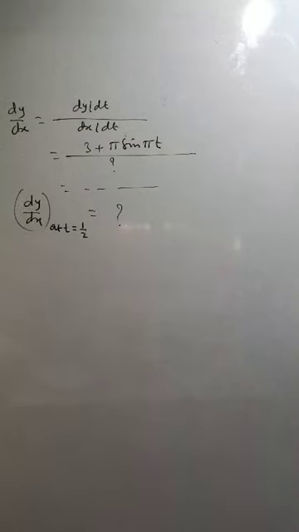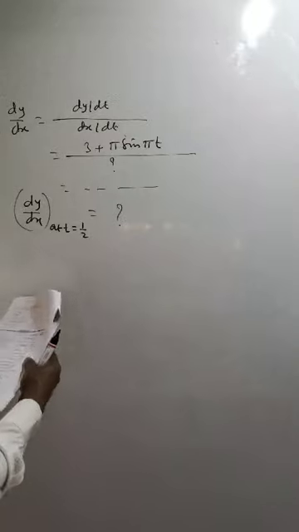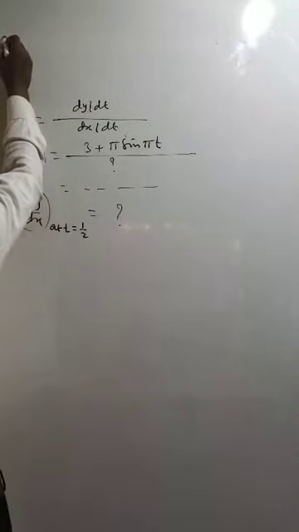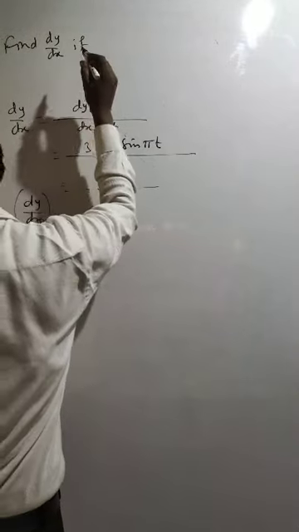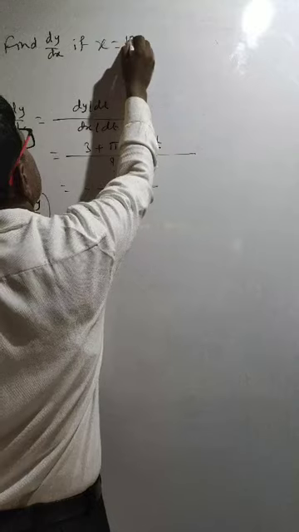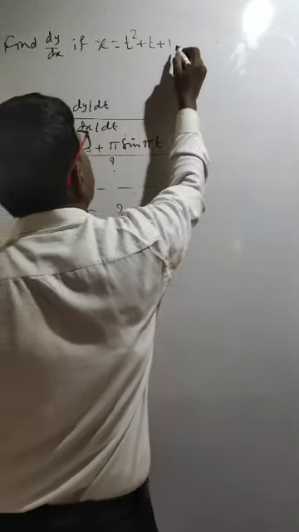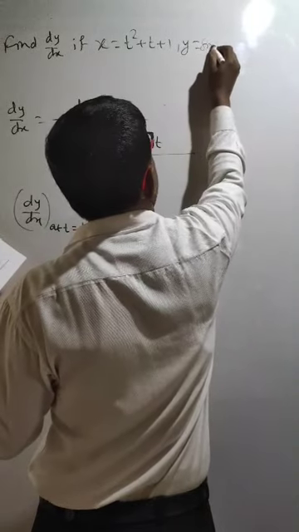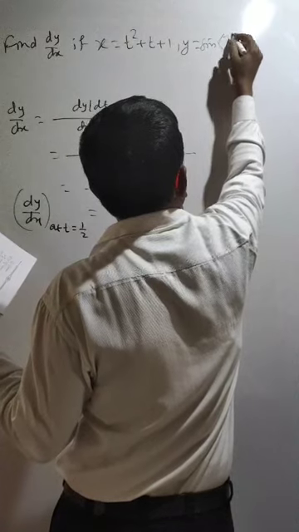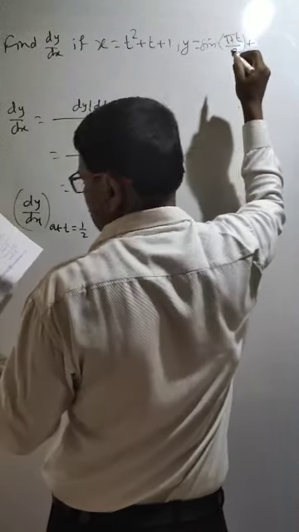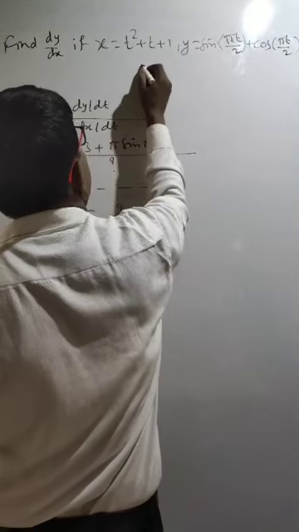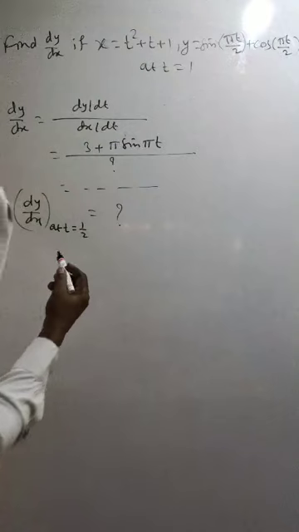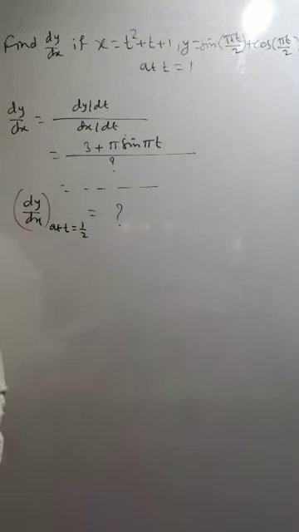Next example. Find dy by dx if x equal to t square plus t plus 1, y equal to sin of pi t upon 2 plus cos of pi t upon 2, at t equal to 1. So now try to solve this problem by pausing the video.